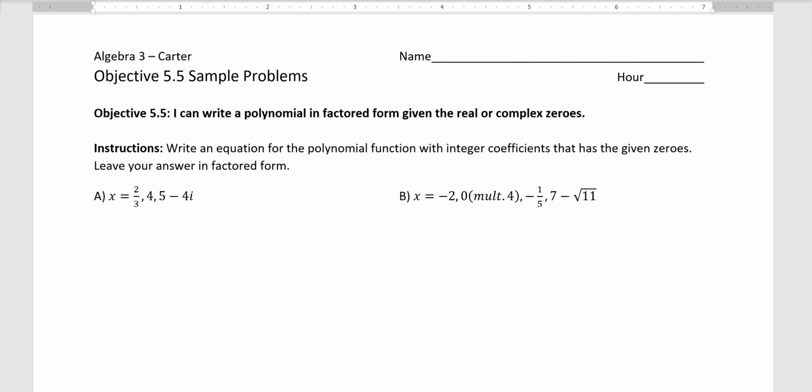Yes! And welcome to our Objective 5.5 sample problems. Objective 5.5 says I can write a polynomial in factored form given real or complex zeros, and that, my friends, is what we're going to do right now. So let's dive right in.